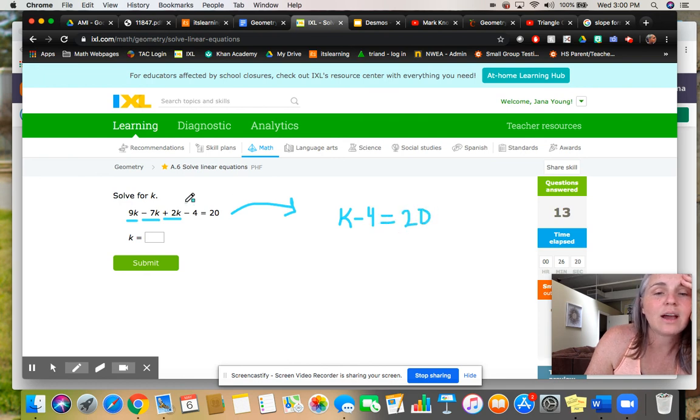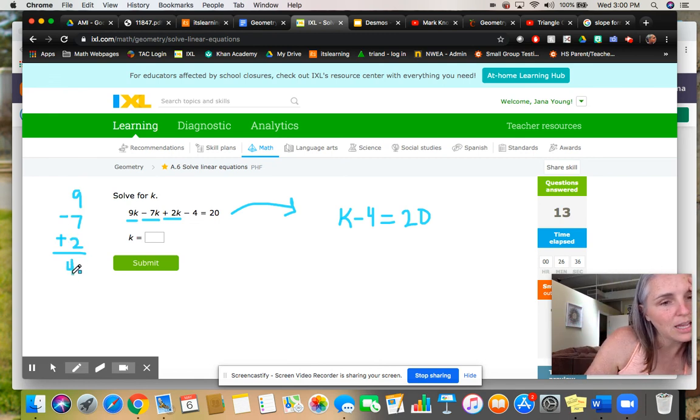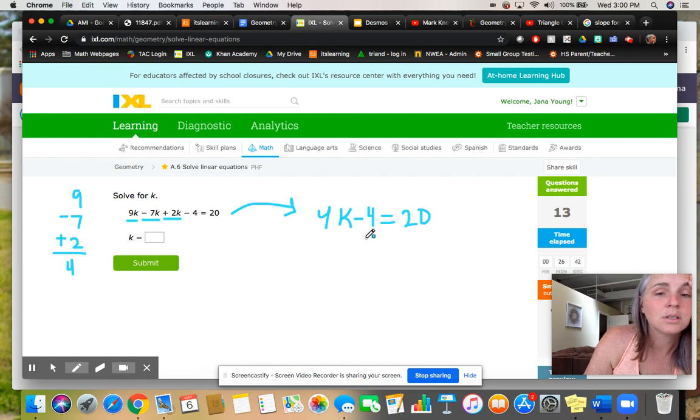And then figure out how many k's I have. I'll just do 9 minus 7 plus 2. So I'm just combining my coefficients on my k's here. 9 minus 7 is 2. 2 plus 2 is 4. So I have 4k. Y'all, I hope you're making fun of me because I'm making fun of me in my head.